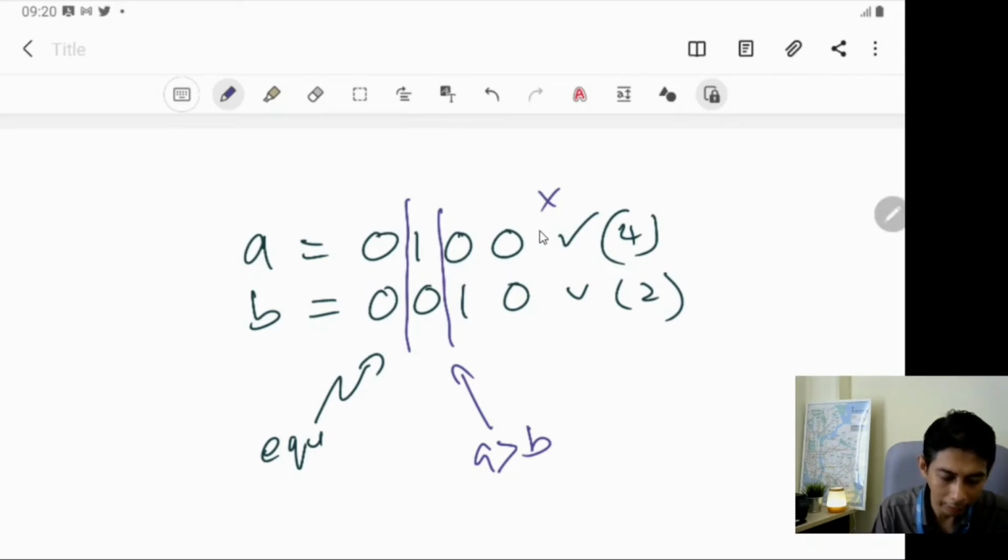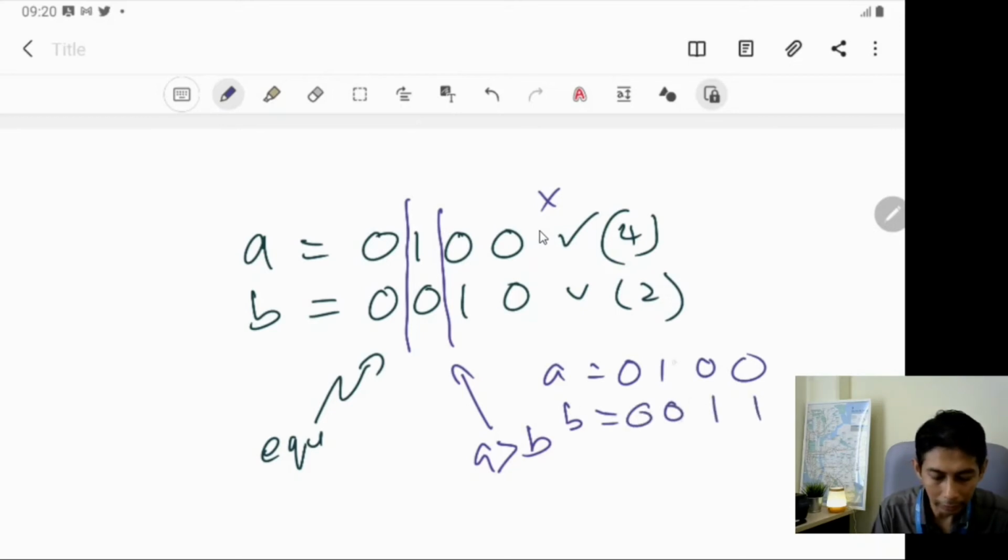So for example, if we have A equal to 0 1 0 0 and B equal to 0 0 1 1, you see this one we found already that A is greater than B. The rest, although this one is 0, this one is 1 0 1, but the number is 4 and 3. So when we found the first time that A is greater than B, definitely A is greater than B without checking the next bit.